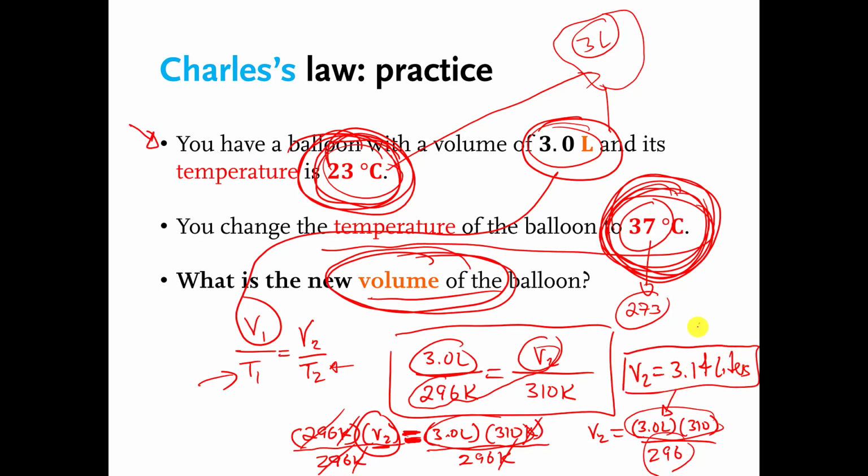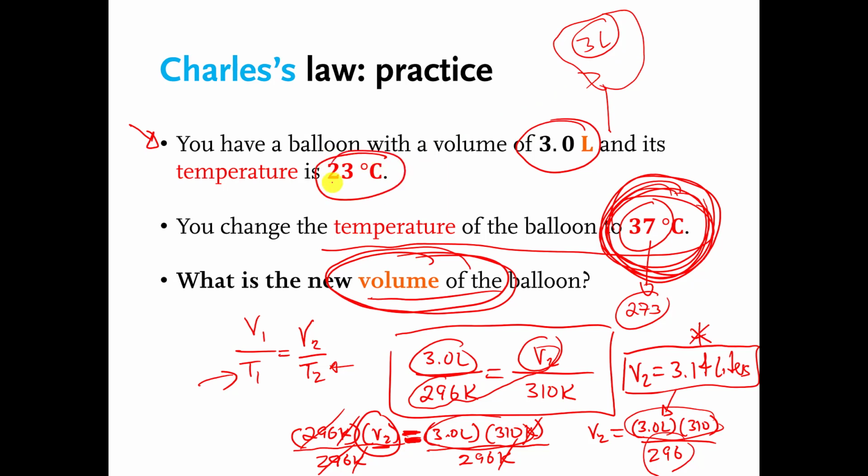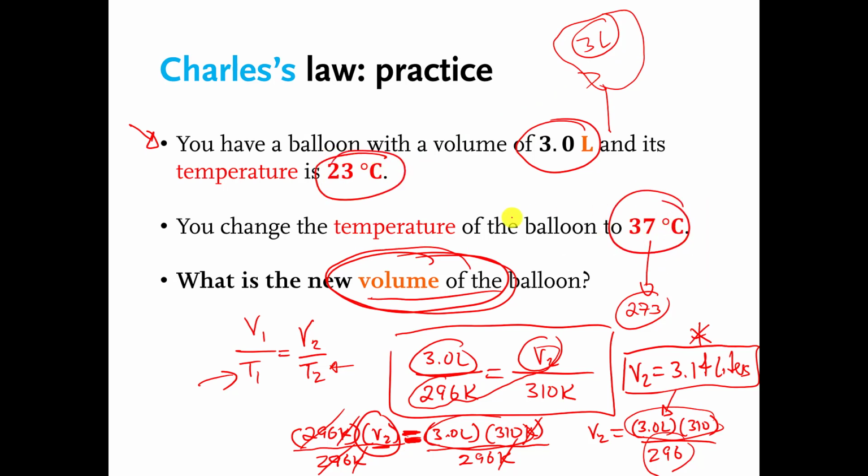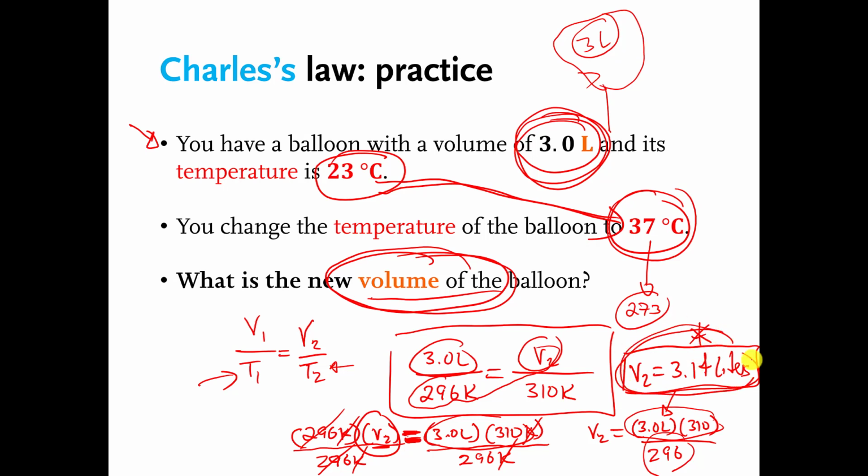And again, we can conduct a sanity test. We can basically say, look, the volume of the balloon started out at 3 liters, and the temperature was a certain temperature. The temperature got bigger, it went from 23 to 37, so the balloon better get bigger according to Charles's Law. We heated up the balloon, it better get bigger. So whatever our number is, it better be bigger than 3 liters. And is this bigger than 3 liters? Yes, it is. So at least by that measurement, we did not go insane, and we may have answered the question correctly.